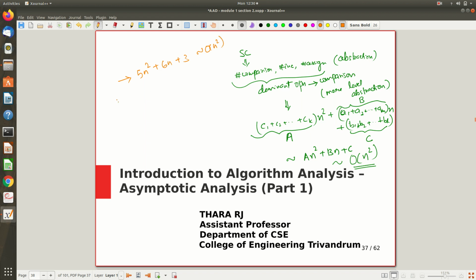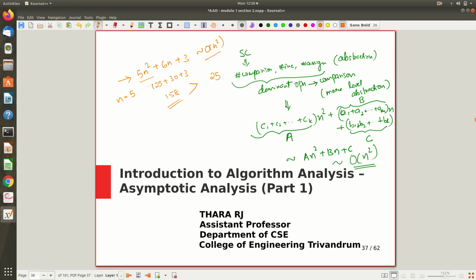Now when I substitute a smaller value for n, say n is equal to 5, n square is 25, and 25 into 5 will be 125. So it is like 125 plus 30 plus 3, which is 158, right? Here I am getting something like n square, and n square is 25. So you may feel like this is a much bigger quantity, like I am getting 158, which I am reducing to something like 25. I may not be convinced at this point.